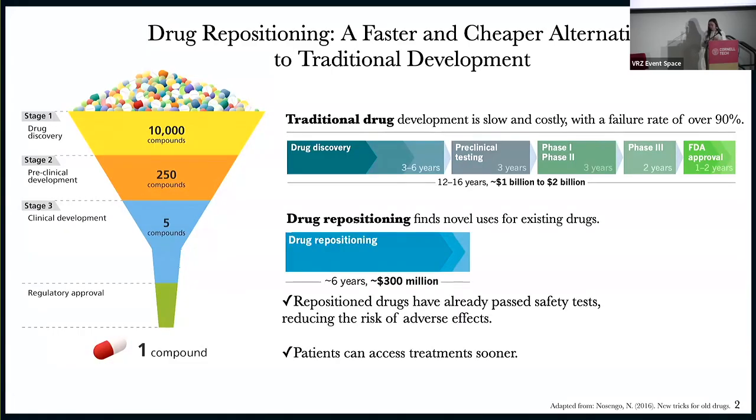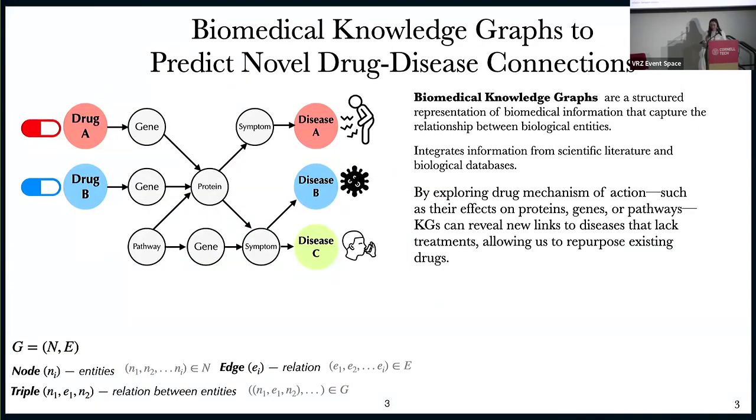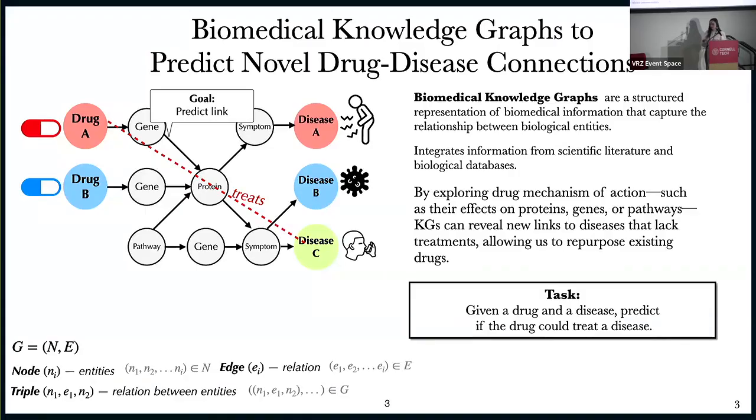So there is a lot of interest from the industry to develop novel strategies. So drug repositioning is this idea of taking drugs that are already approved and that are already out in the market and find new uses to them. And by using biomedical knowledge graphs where we can integrate a lot of information from the scientific literature or the biomedical databases in one place, we can analyze the drug mechanism for multiple drugs and then predict novel connections with a disease that currently lack a treatment.